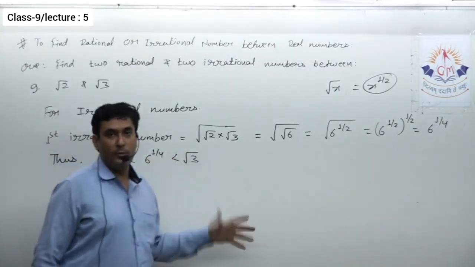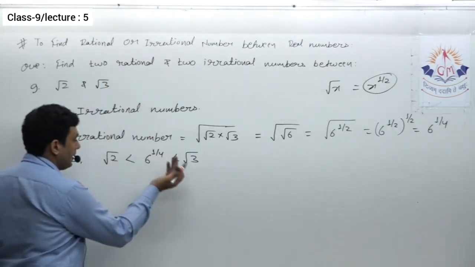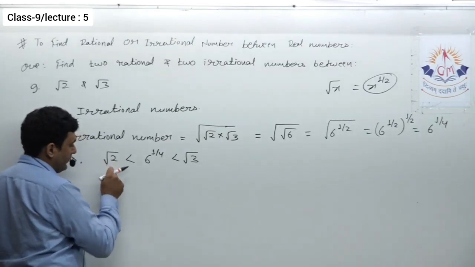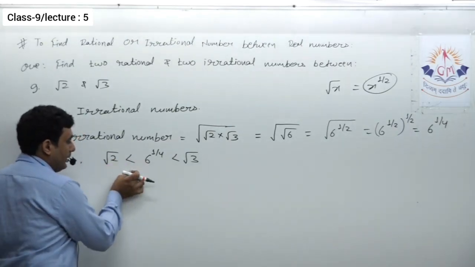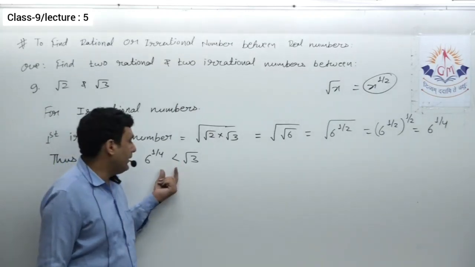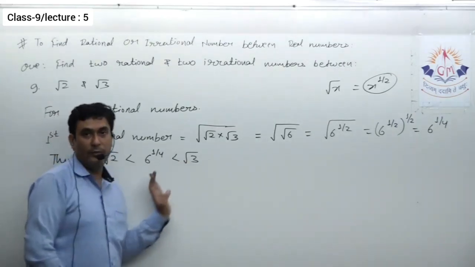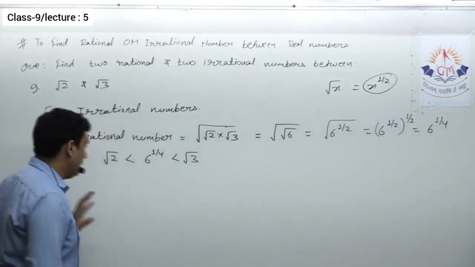First irrational number between these two. Now here they are asking for two irrational numbers. So for the second irrational number, if I consider this as A and this as B, I will get a number between these two. Or if I say this is A and this is B, then I will get the number between these two. But ultimately that will be between the extremes, between root 2 and root 3.